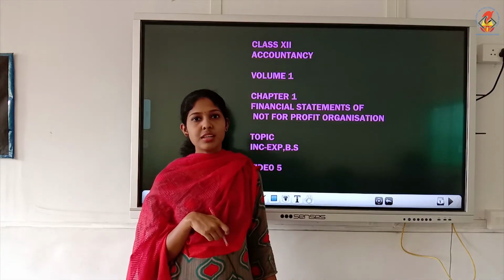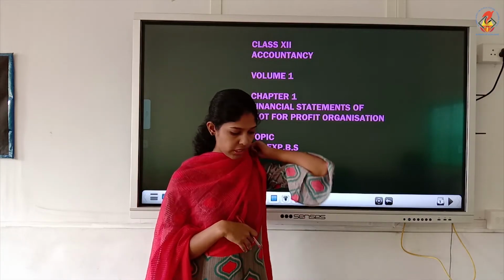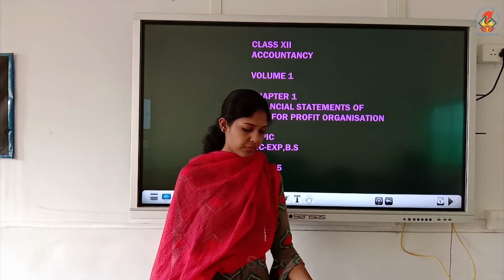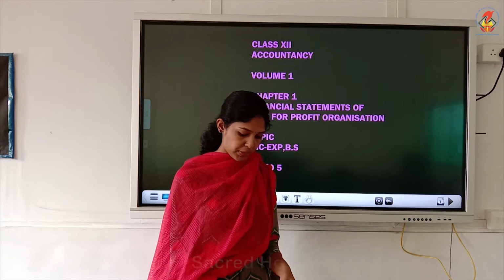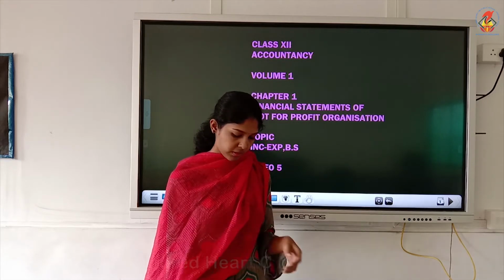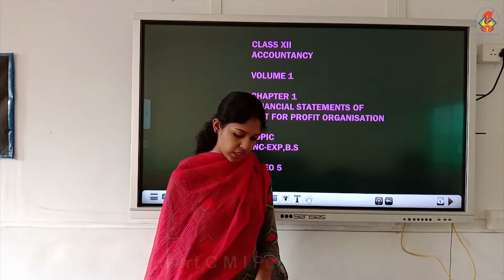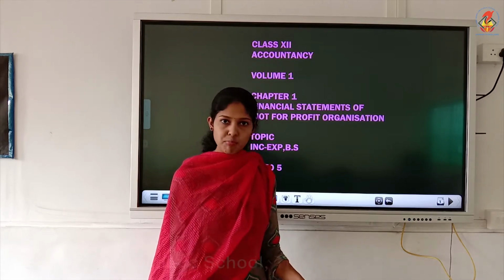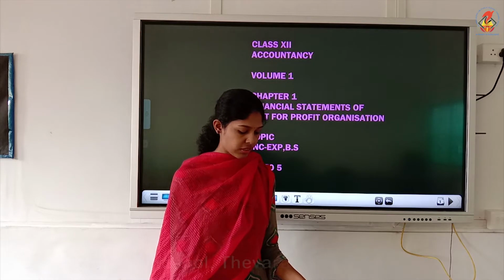Moving on to the next problem. Again, it is an illustration question we are doing. That is illustration number 30. We are asked to do the income and expenditure account and again the balance sheet. But some more adjustments are there in this question.